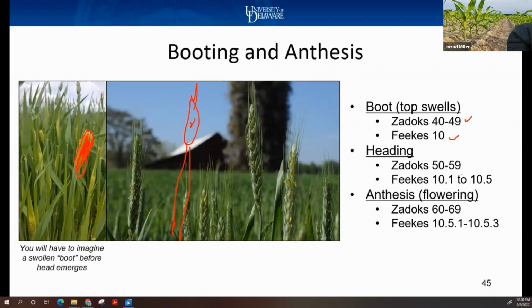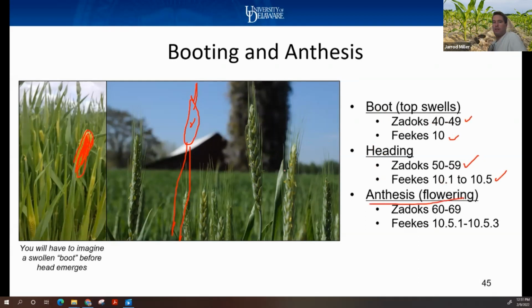So boot is Zadoks 40 to 49. It's just Feeks 10. You see the Feeks get tighter. Then we have heading, where you have the head fully emerged. Zadoks 50 to 59, Feeks 10.1 to 10.5. Stuff starts moving fast now. Tillering takes a while. Green up takes a while. Once we get boot, heading, anthesis, things start moving fast.